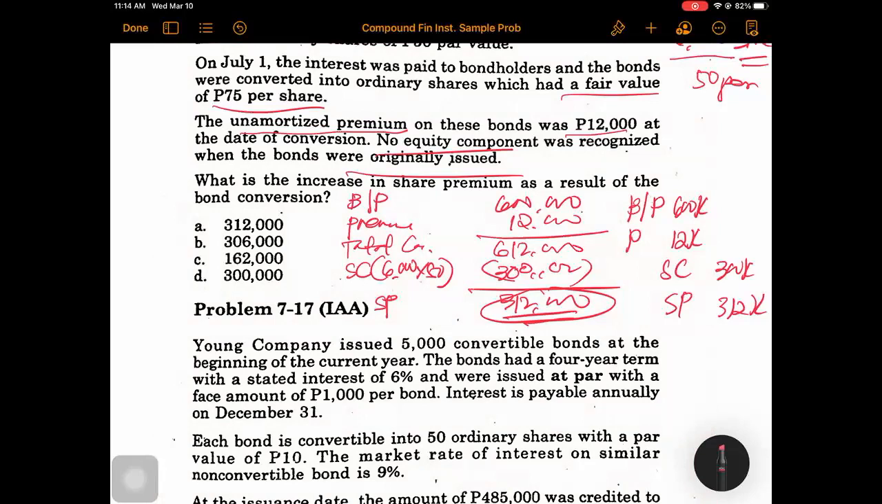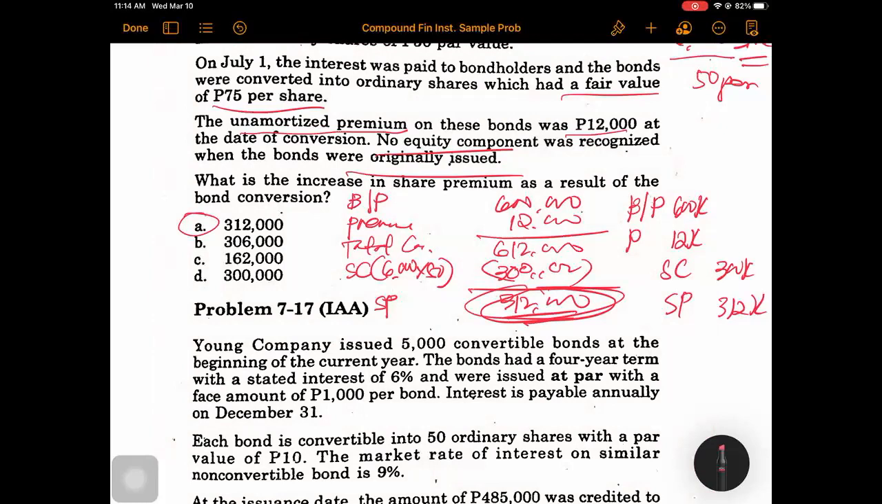Okay, how much is the answer? What is the increase in share premium as a result of the bond conversion? So, klaro na kayo, that's 312,000. So, the answer is letter A, 312,000.